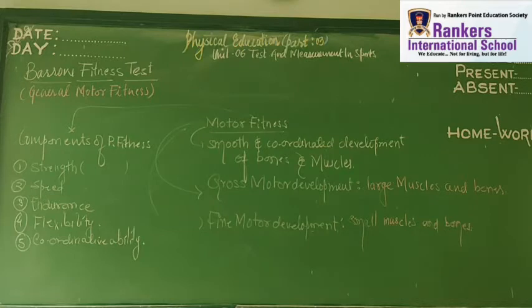It includes 3 kinds of things. How many things does it include? It includes basically 3 things. And these 3 things are: the first one is standing broad jump. Second one is medicine ball throw. Third one is our zigzag run test.